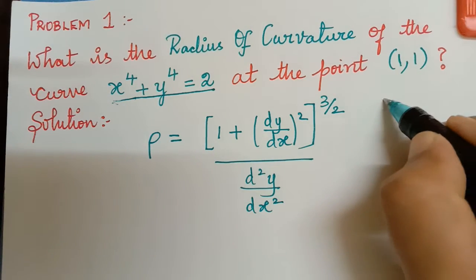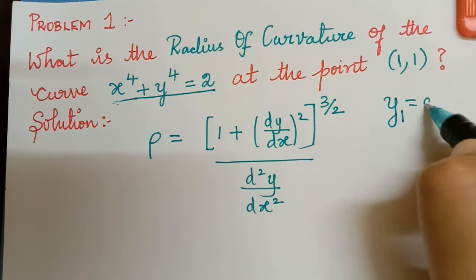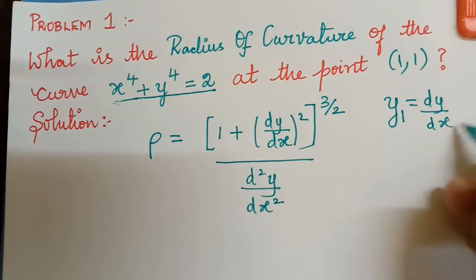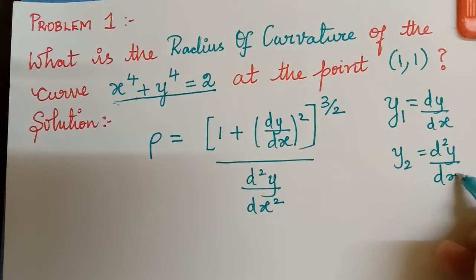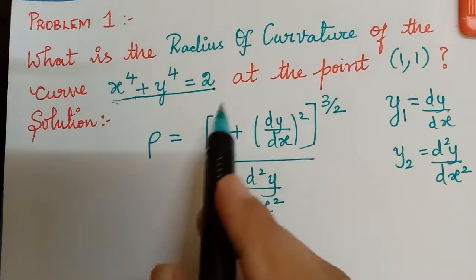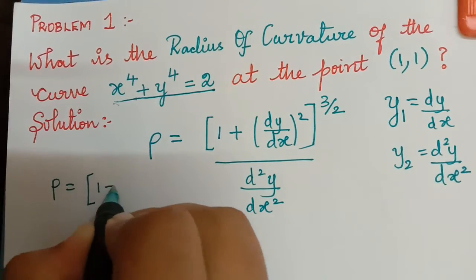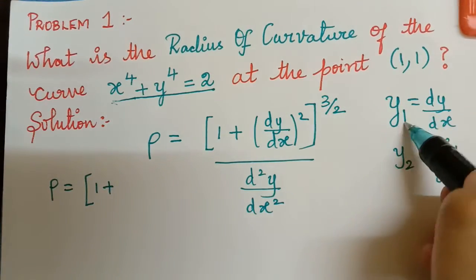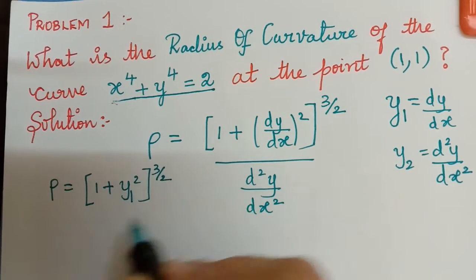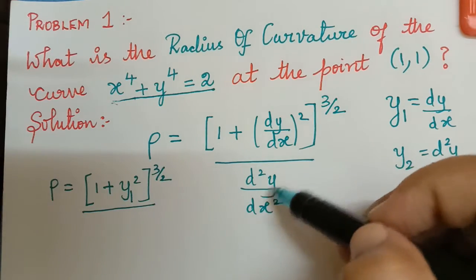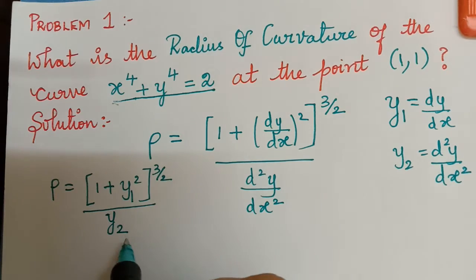Now we know that in differentiation we have been representing dy by dx as y1. So dy by dx is y1 and d squared y by dx squared is represented as y2. And so this formula can also be written as rho equal to (1 plus y1 square) whole to the power of 3 by 2, divided by y2. So we can represent it in this way also.